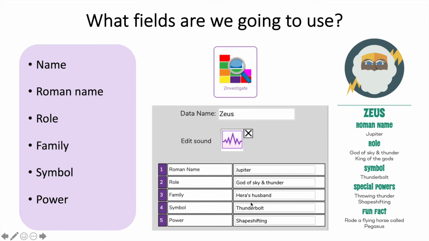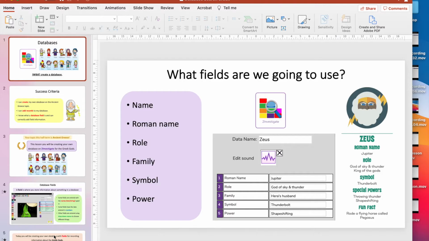And it will look something like this. This is an entry for Zeus, and it has the fields here. His Roman name is Jupiter, his role is he is the god of the sky and thunder, his power is shape-shifting. All this information can be found on this document that I will give to everyone.